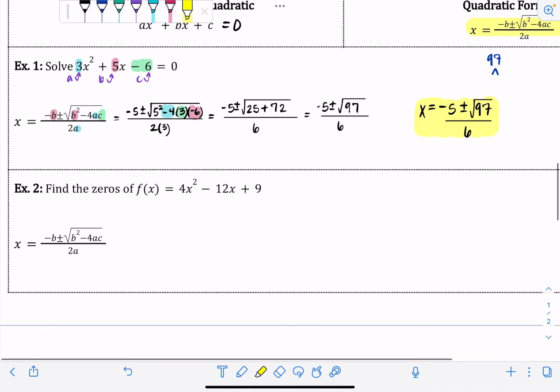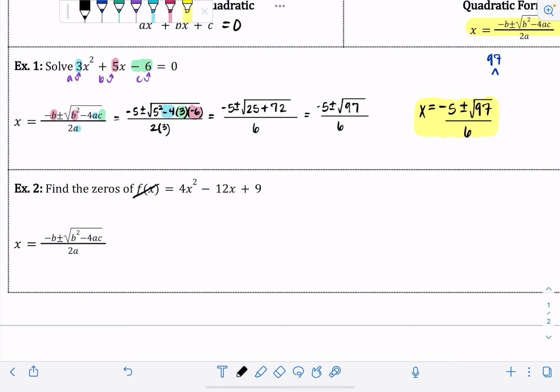Okay, and then the last one is to find the zeros of f of x equals 4x squared minus 12x plus 9. So finding the zeros means that we have to take f of x and just replace it with 0, because we're just looking for the x values that make the function equal 0, which doing this will help us find those. So we're going to figure out what each of our a, b, and c are. So a is 4, b is -12, c is 9.